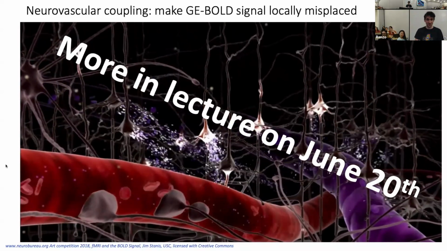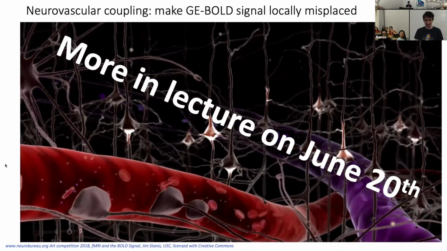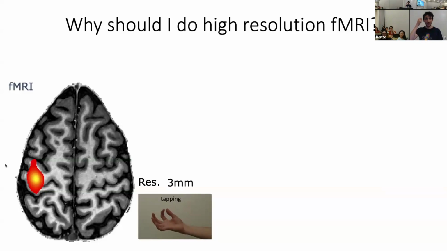In this lecture, I want to rather focus on the high resolution part and give you an idea of why we want to go there. What's the new information that we get from these high resolutions? And I would like to show you this with this experiment here, looking at the motor cortex.